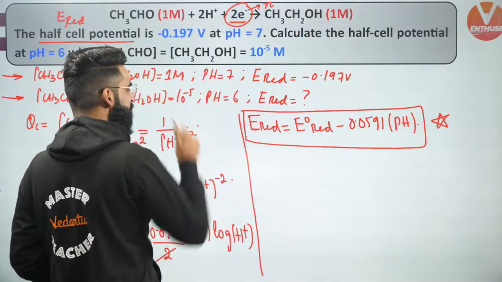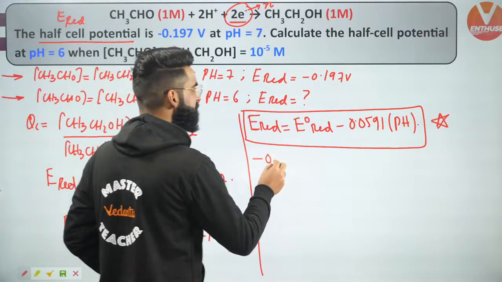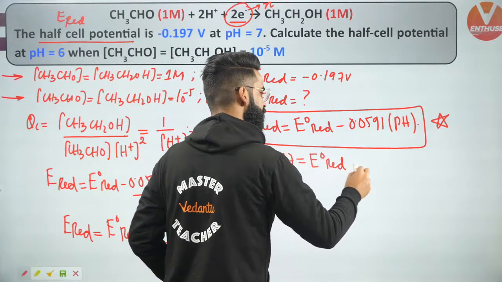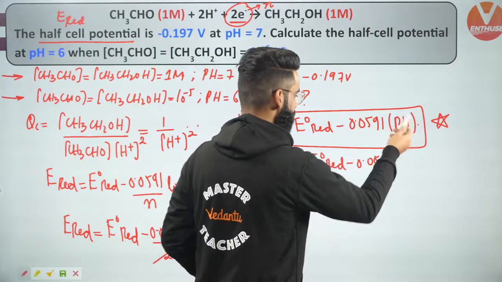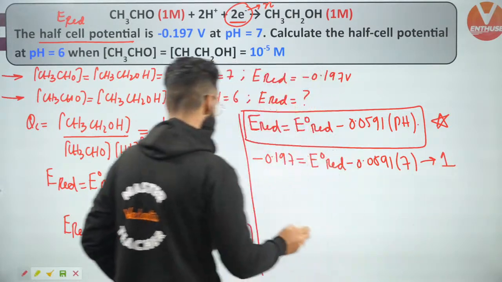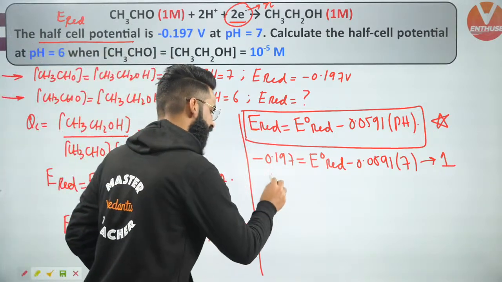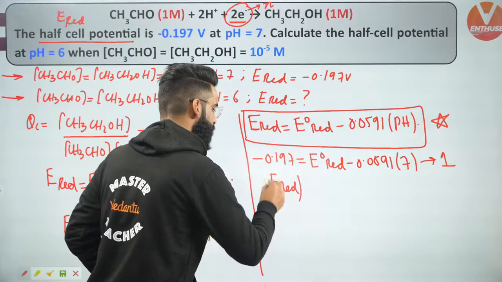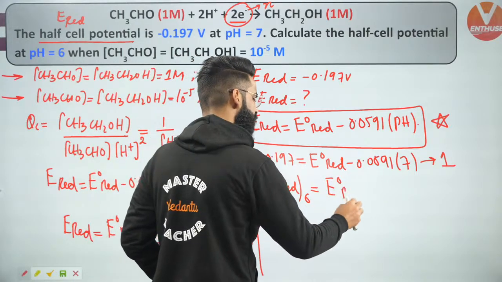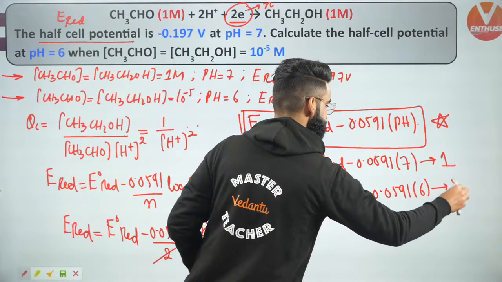Now, if I use the first condition in my equation right here, reduction potential as per the first condition is minus 0.197, which will be equal to E naught RAD, standard reduction potential, minus 0.0591 multiplied by pH. The pH in the first condition is given to me as 7. I'm calling this equation number 1. Similarly, for the second equation, I'll be writing the reduction potential of the electrode when the pH of the solution is kept as 6, equal to the standard reduction potential of the same electrode minus 0.0591 multiplied by pH, which is 6. Let's call this equation number 2.